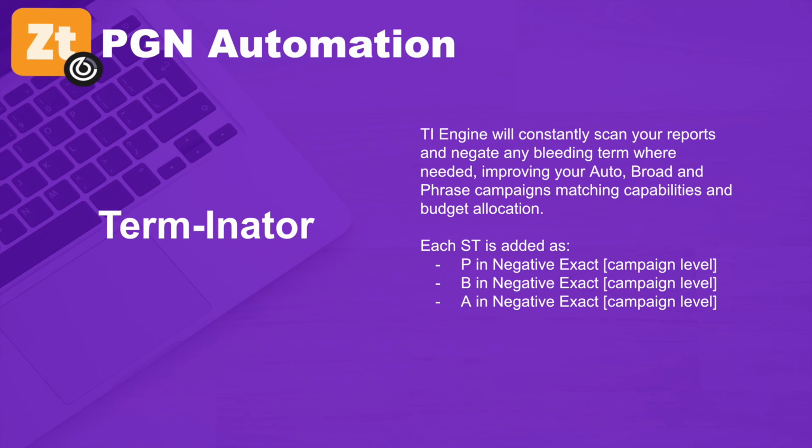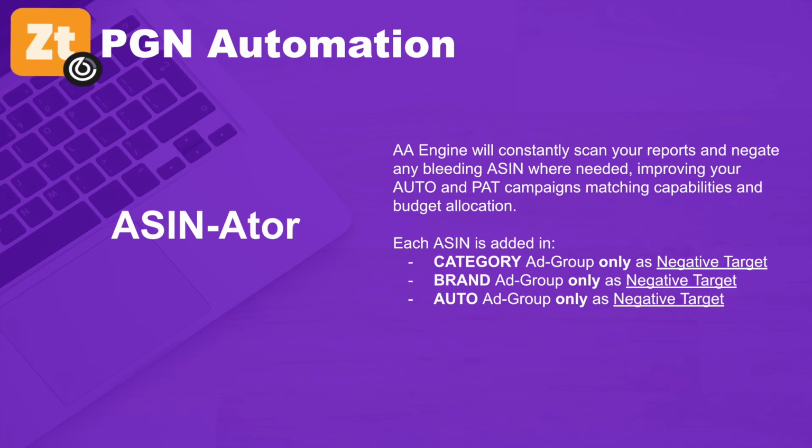We'll negate it in broad campaign as negative exact. And we will negate it in the auto campaign as negative exact match, so you don't bid ever again on that specific search term. The same applies to the Asinator, which will constantly scan your reports and negate any bleeding ASIN where needed, improving your auto and PAT campaigns.